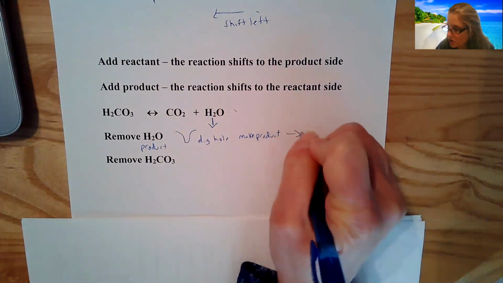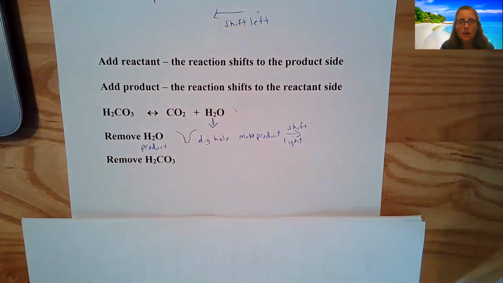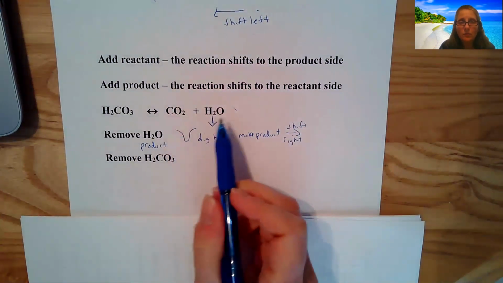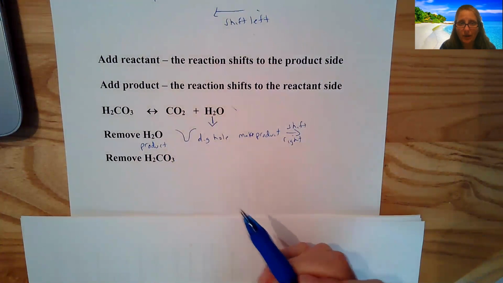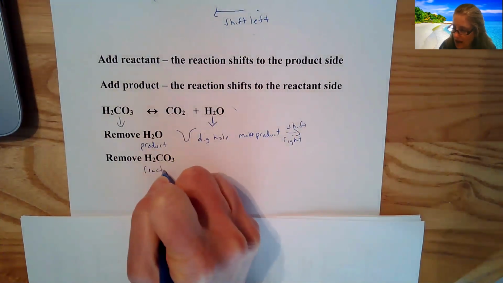So that means I am shifting it to the right. I'm shifting it to the right. So that is how removing a product affects an equilibrium. What if I removed the reactant? So let's go to the reactant side.